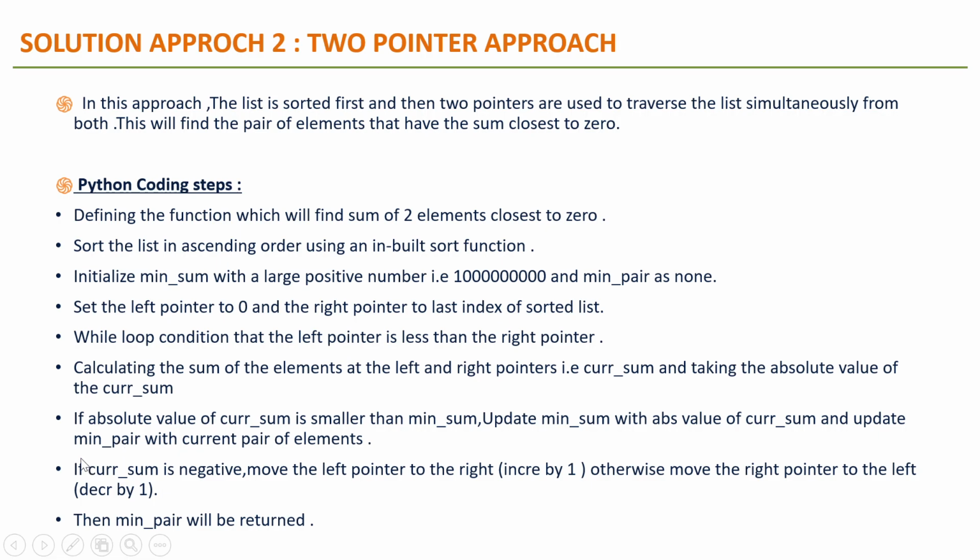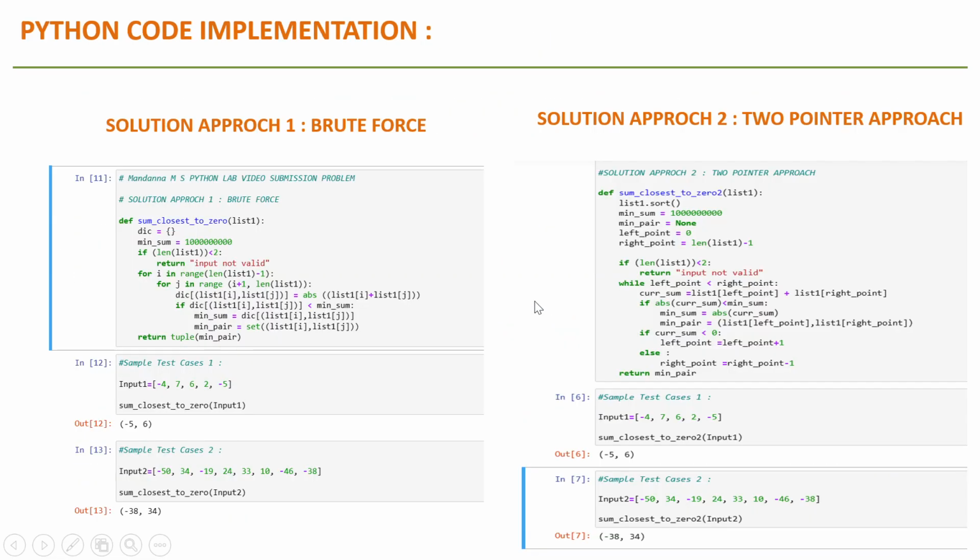For that, we have again applied an if condition stating that if this current sum is negative, then we have to move this pointer by 1. That is, you have to increment this by 1 for that for loop. And then if we get a positive, then we have to decrement the right pointer by 1. This is the solution approach.